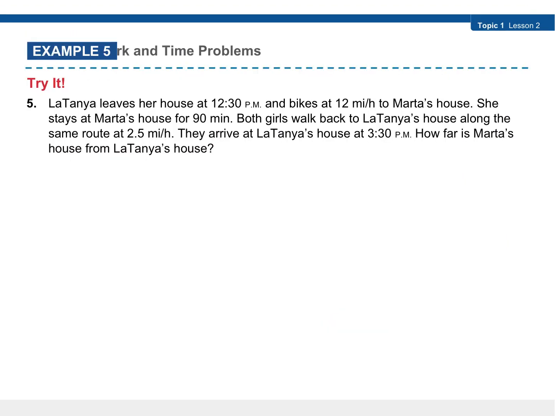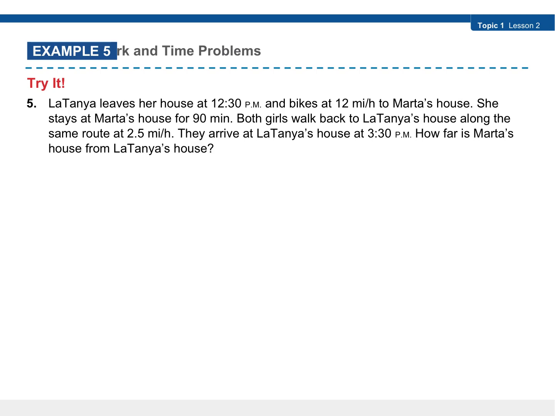Finally, we have an example of a person who is biking and walking, and trying to figure out distance based on time and speed. In these, you really want to take your time and focus on what's happening. She leaves at 12:30 p.m., bikes at 12 miles an hour to Marta's house. She stays at Marta's house for 90 minutes. Both girls walk back to Latania's house, along the same route, at 2.5 miles an hour. They arrive at Latania's house at 3:30 p.m. How far is Marta's house from Latania's?